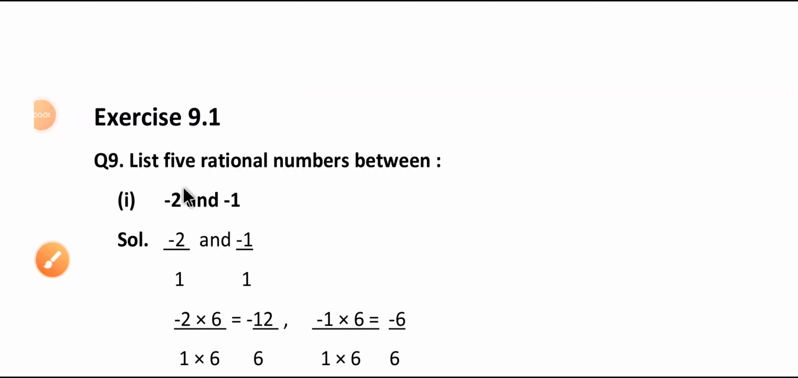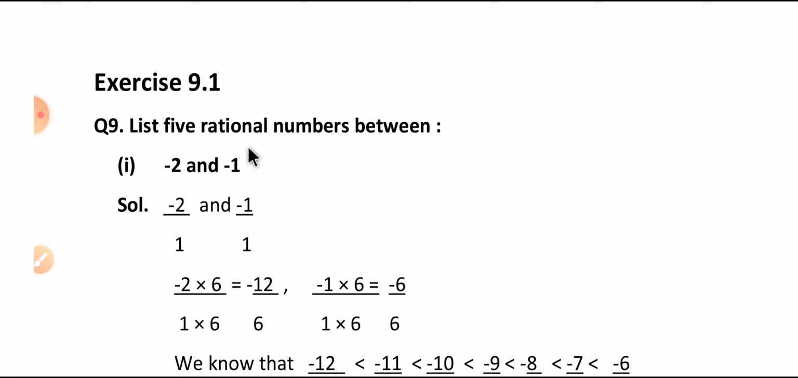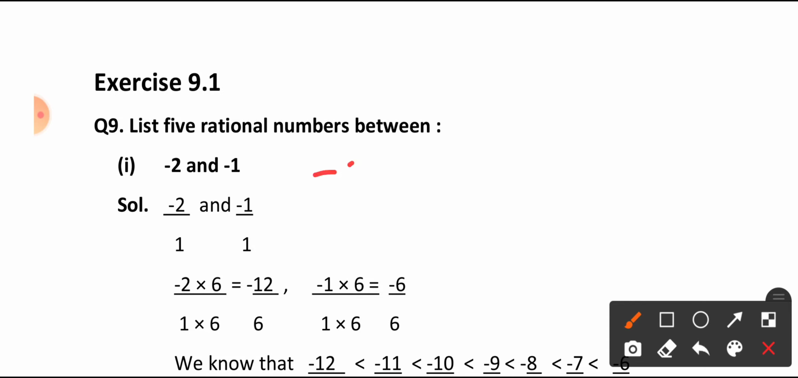See question number 9 of exercise 9.1. List 5 rational numbers between -2 and -1. We have to find the 5 rational numbers between -2 and -1. And we know that if the denominator is not given, we can write -2 as -2 by 1 and -1 upon 1. And we have to find how many rational numbers?